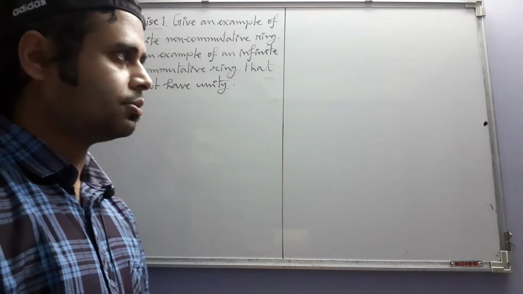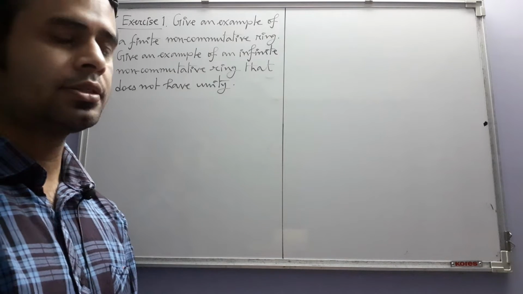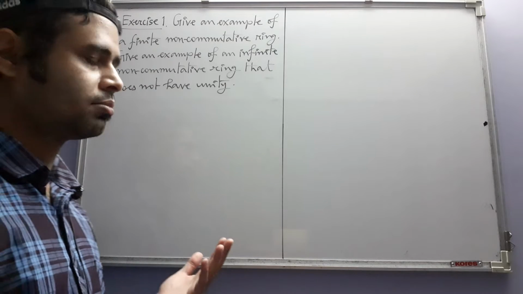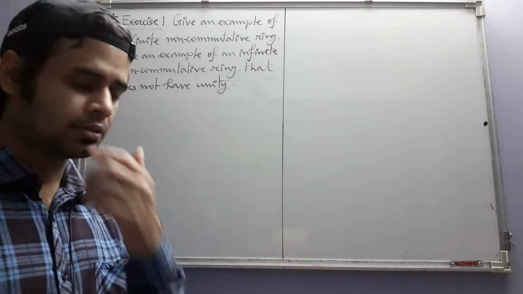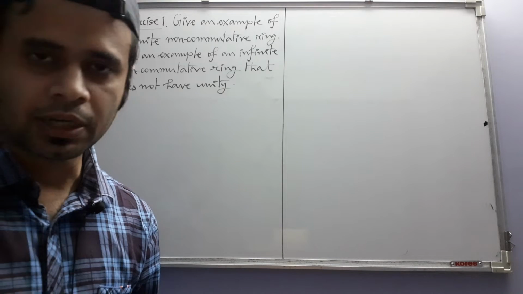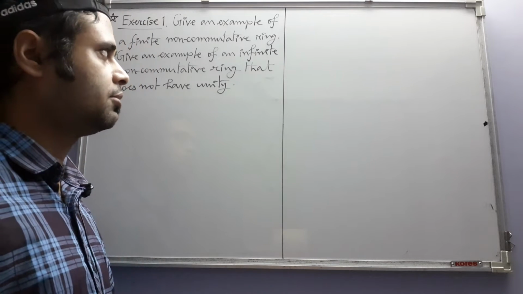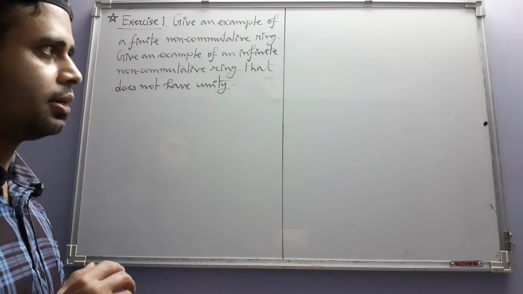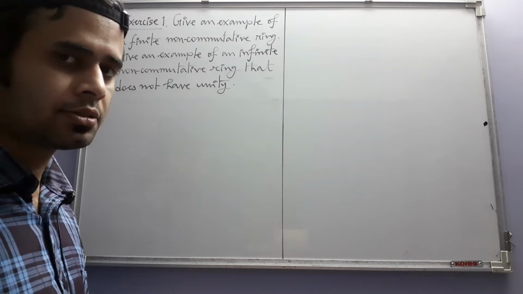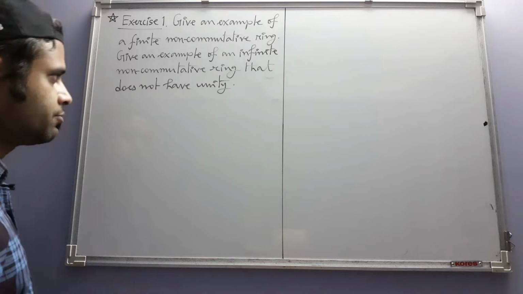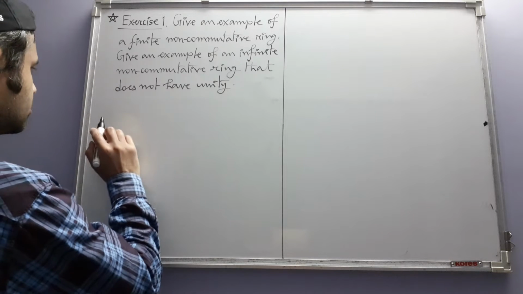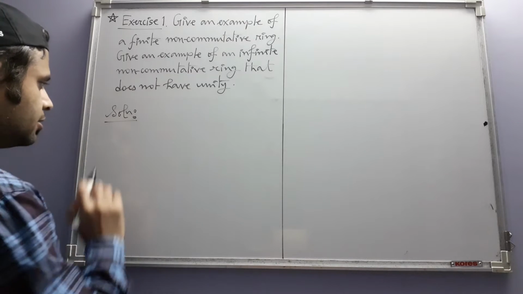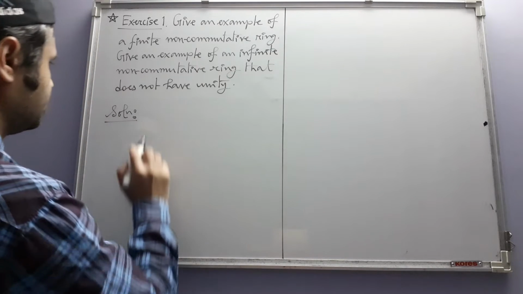So we are going to start the exercises on ring theory from this book, and this is the very first one from the first set of exercises. Here we have to provide two examples, one of a finite non-commutative ring and another of an infinite non-commutative ring that has no unity. Because we want non-commutative rings, we can take matrix ring examples.